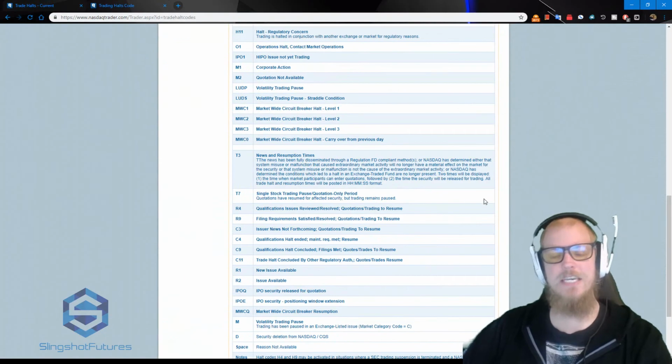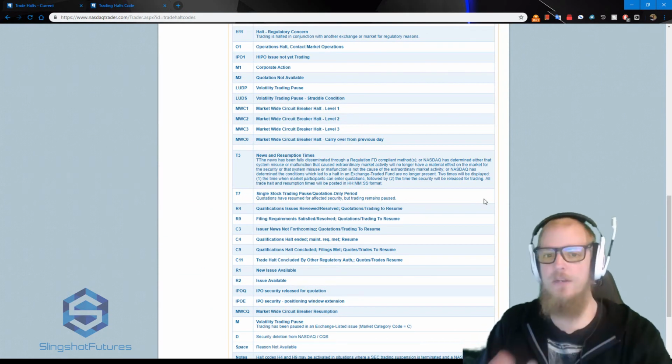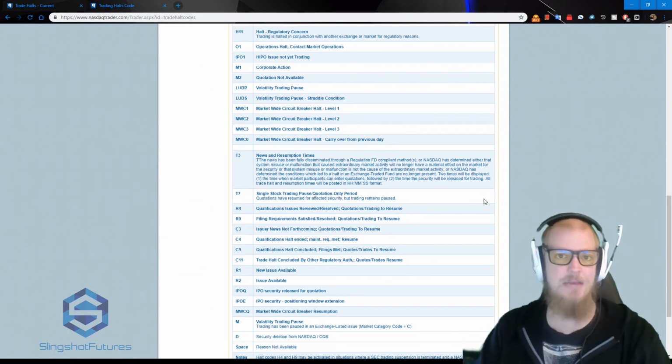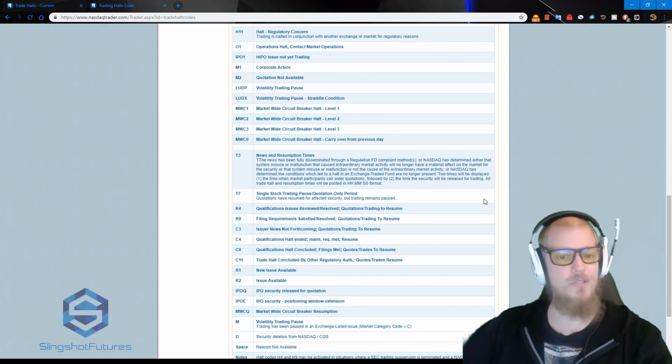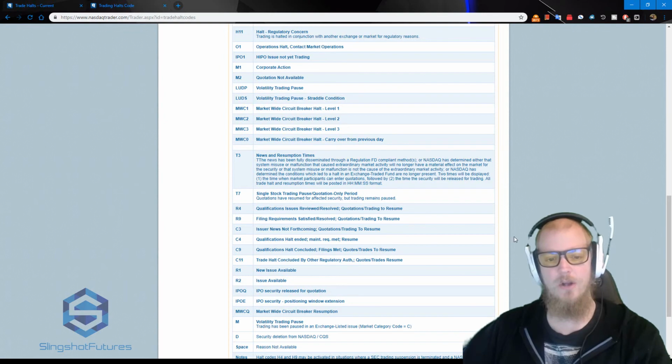So basically, it's just saying that with T1, T2, they were waiting for news, then news came out. T3, now we have times that we can start trading it again. So you usually see those stacked up together. But those are the most common ones that you're going to see when you're talking about halt codes.